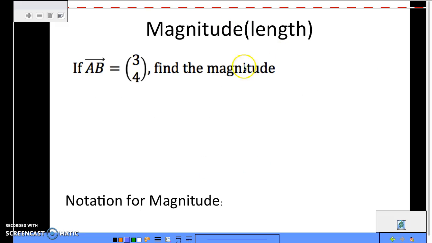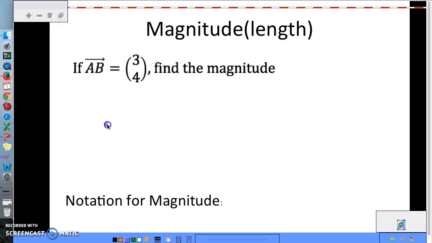So if we were asked to find the magnitude here, what does this vector tell us? Well, it tells us we go over 3 and up 4. So there's our magnitude. What could we do to find that length? Well, this is a right triangle. So 3 squared plus 4 squared equals c squared. 25 equals c squared, so c is 5. So our magnitude is 5.